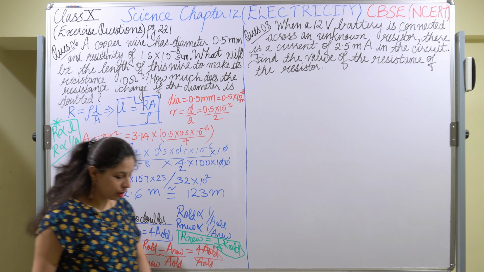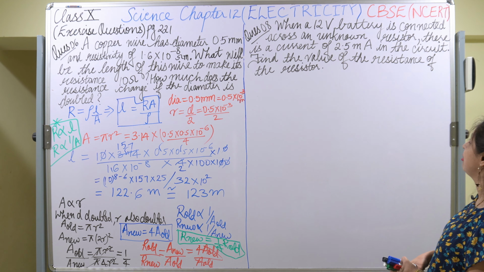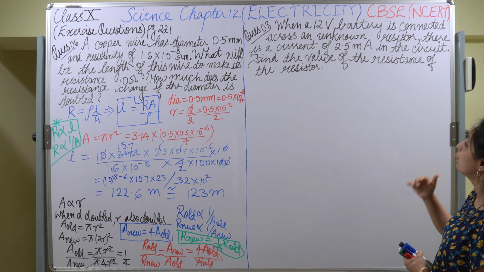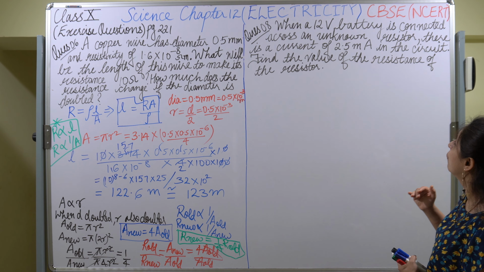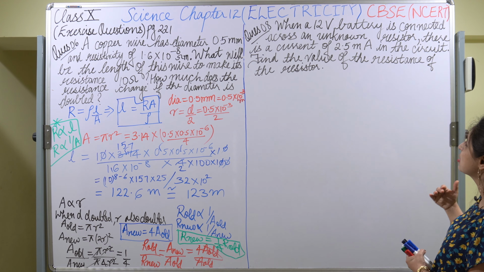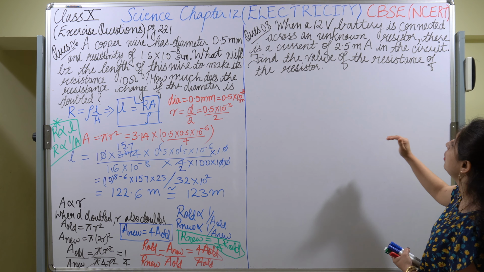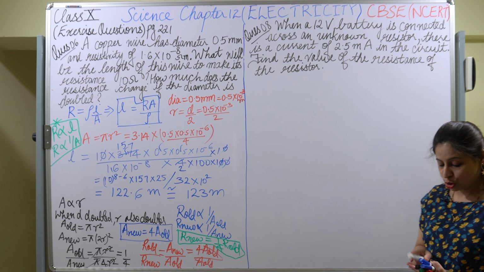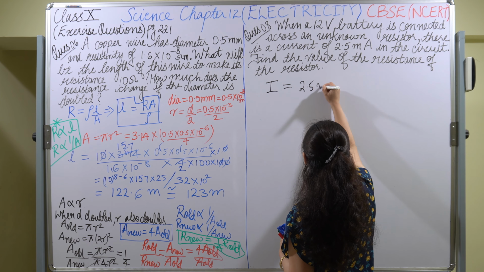Okay, so now let us move on to question number 8. Question number 8 says, when a 12-volt battery is connected across an unknown resistor, there is a current of 2.5 milliamperes in the circuit. Find the value of the resistance of the resistor. So 12-volt battery is given, and the current is given to us as 2.5 milliamperes.